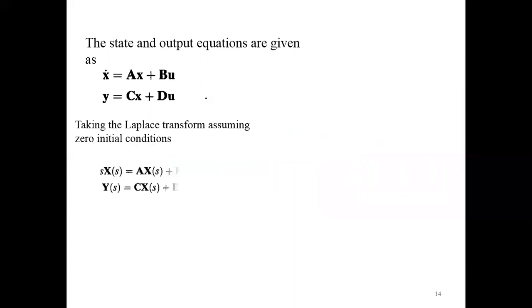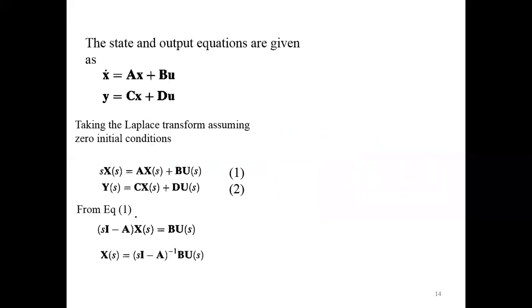The state and output equations are given as: this is our state equation and this is the output equation. We want to convert this into a transfer function. Transfer function is equal to output over input. So taking the Laplace transform and assuming zero initial conditions, the derivative will be replaced with s: s X of s equals A X of s plus B U of s, and Y of s equals C X of s plus D U of s.